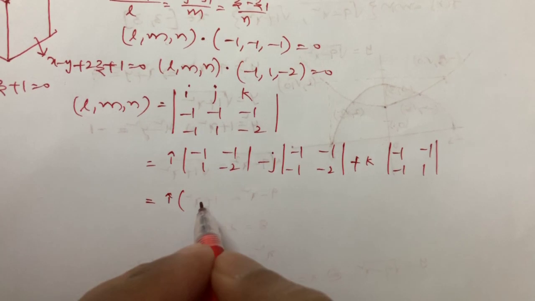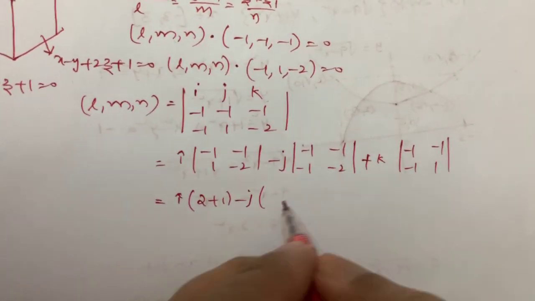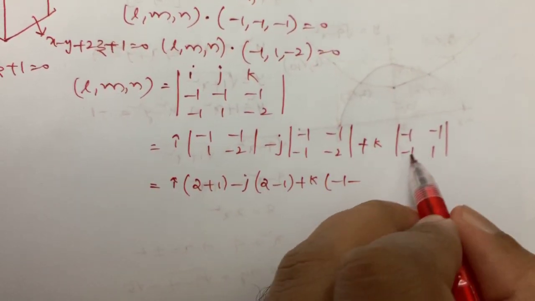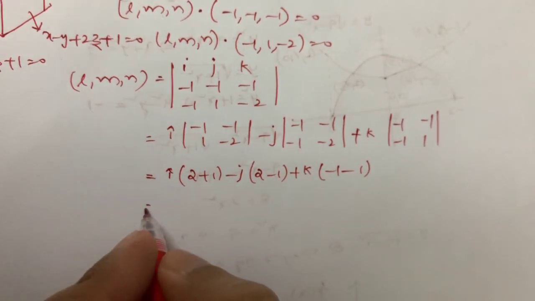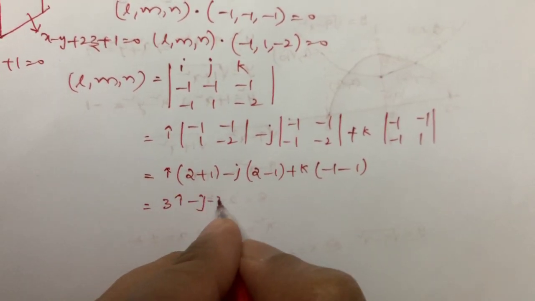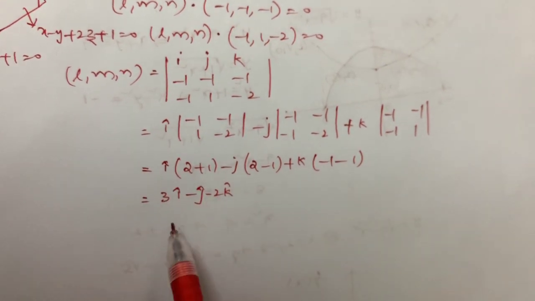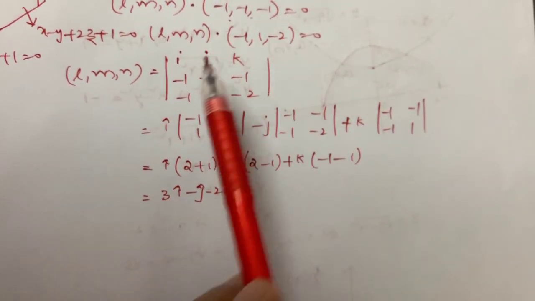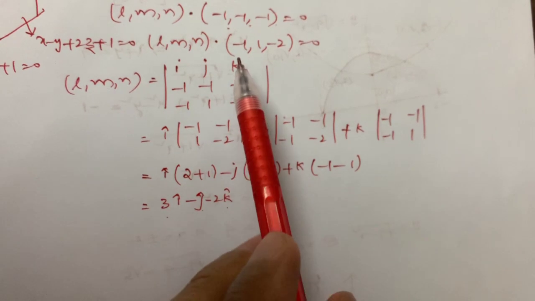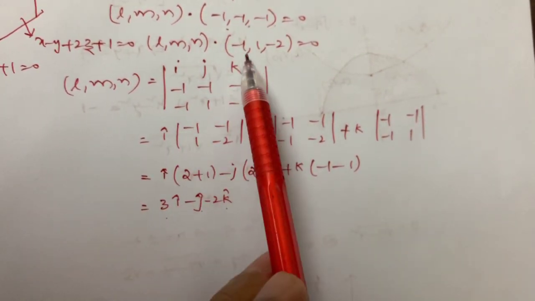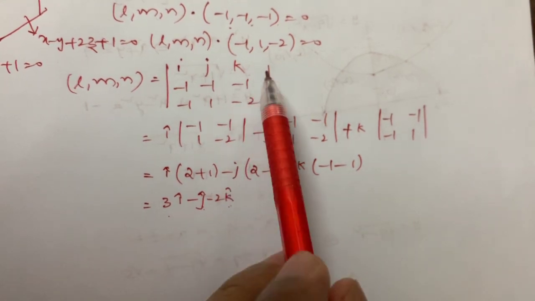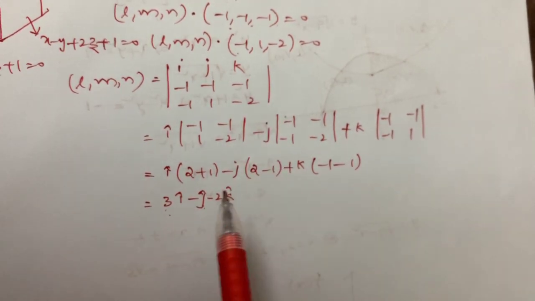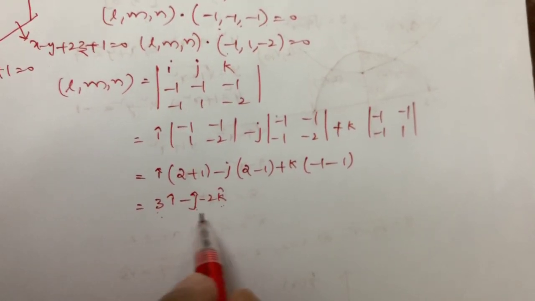So, this is i into (2 + 1) minus j into (2 - 1) plus k into (-1 - 1). So, this is 3i - j - 2k. Okay, so this is the answer. If I do the dot product with (-1, -1, -1), it should be 0: 3 - 1 - 2 dot (-1, -1, -1) is 0 obviously. Again (3, -1, -2) dot (-1, 1, -2) is -3 - 1 + 4 = 0. So, your answer is correct.